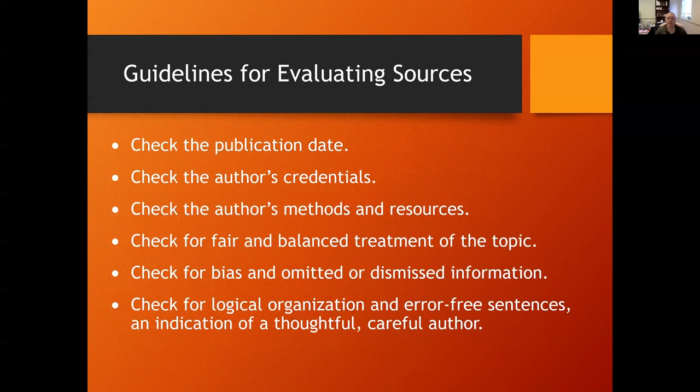Here's a bunch of guidelines, just going over what we talked about of things to check when you evaluate those sources. So check the publication date, check the author's credentials, check their methods and resources, check for fair and balanced treatment, bias, omitted information. Look for sentence structure, look for errors. If there are a lot of errors, you know it was not edited and it was not reviewed by anybody. So it can be an indication of not a credible source.